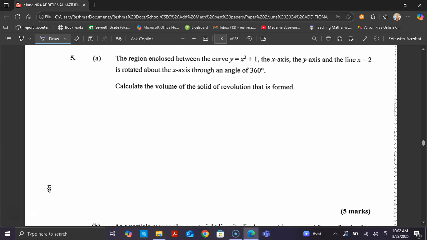So the curve y is equal to x squared plus 1 actually is a derivative of the curve y is equal to x squared, which is a basic quadratic curve that passes through the origin and is symmetrical about the y-axis. So this is the curve y is equal to x squared. So the curve y is equal to x squared plus 1 is the same curve, the same shape, but I move it up by 1 unit on the y-axis.